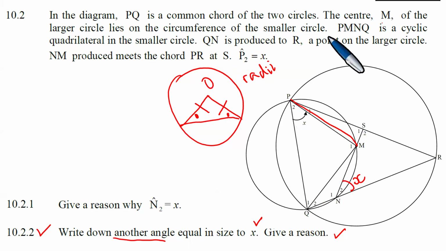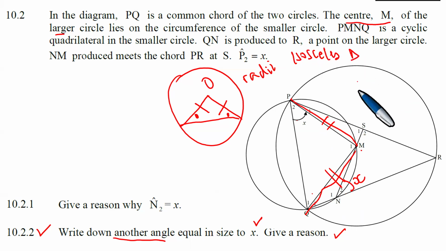You have already been told that you have the center M. The line drawn from the center of a circle to the circumference of a circle is called a radius. So for the larger circle, M is the center. If M is the center, then MP is a radius, but also MQ is a radius. So this MQ is equal to this, and these are radii. Therefore, the angles opposite equal sides are equal: if this angle is X, then this angle must be the same. And this is true for the triangles we call isosceles triangles.